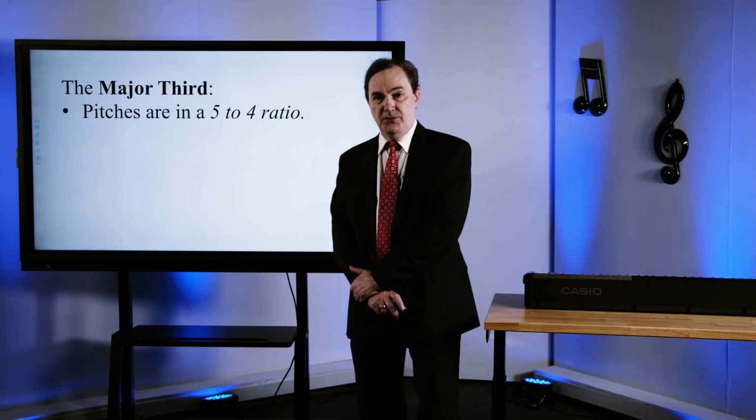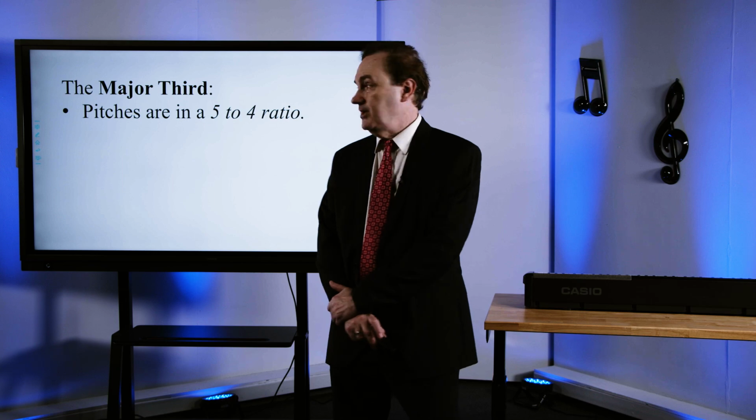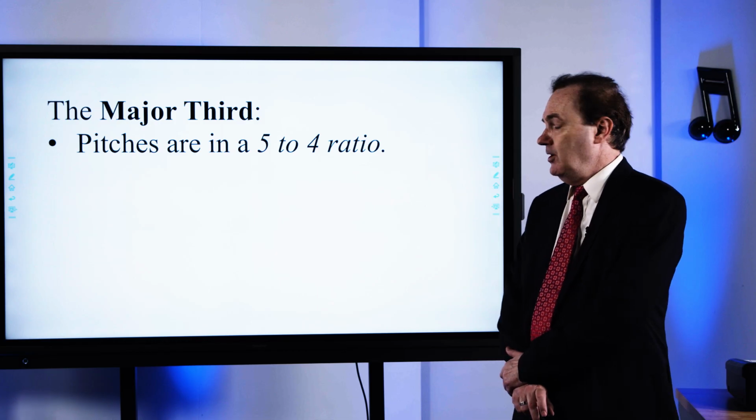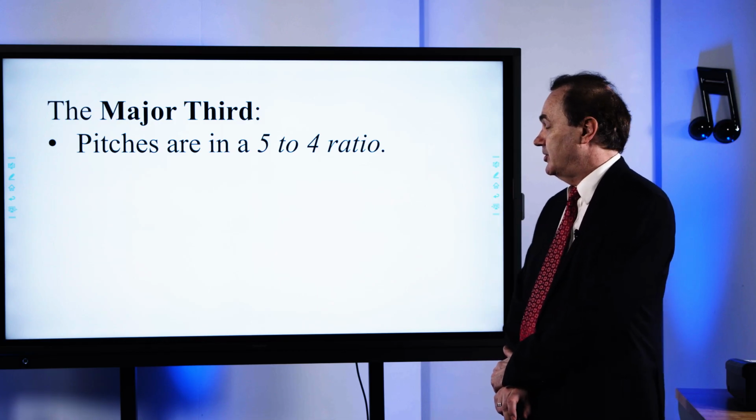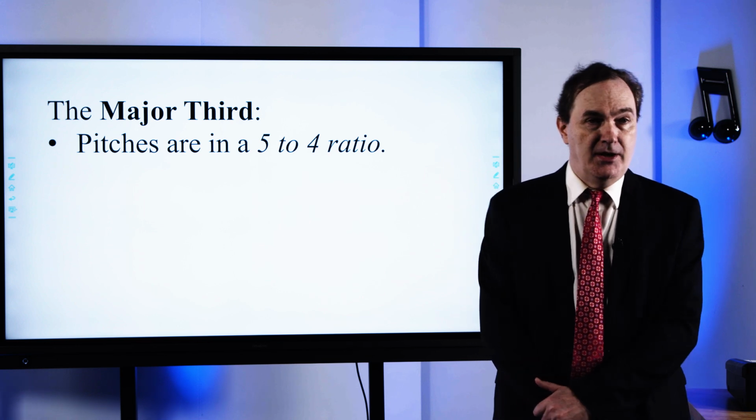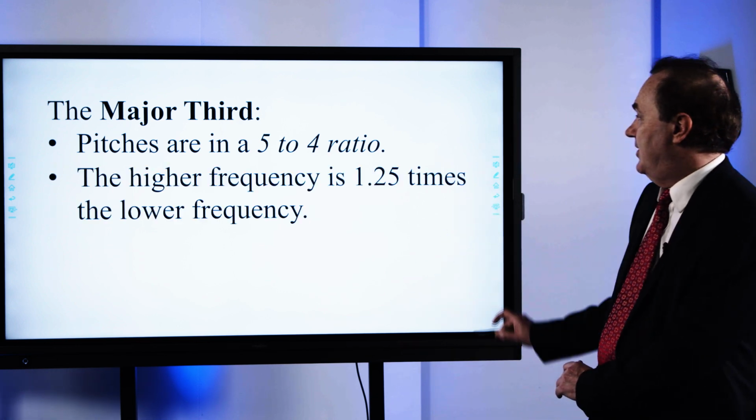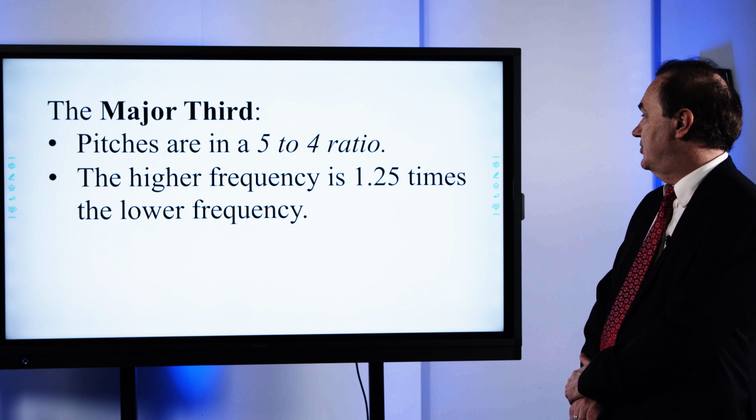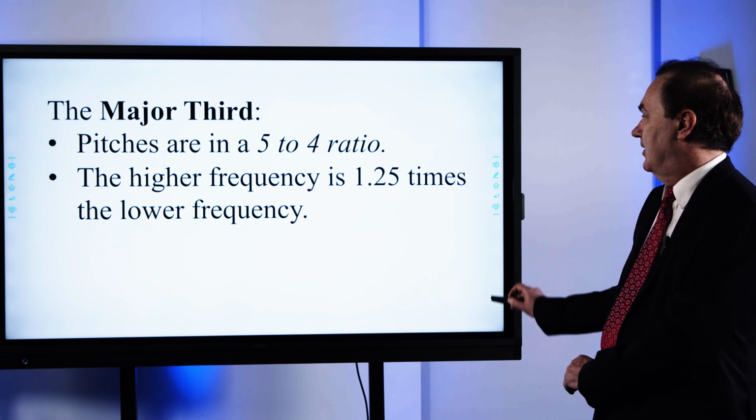And then the third most important interval in music is the major third. Here, pitches are in a 5-to-4 ratio. Now, 5 divided by 4 equals 1.25. So that means the higher frequency is 1.25 times the lower frequency.